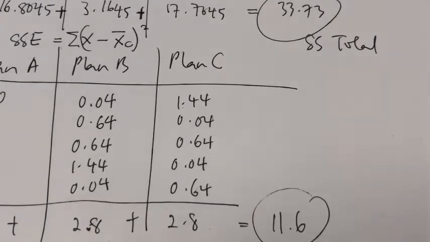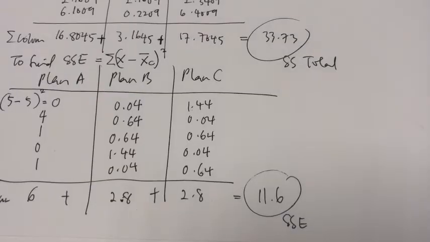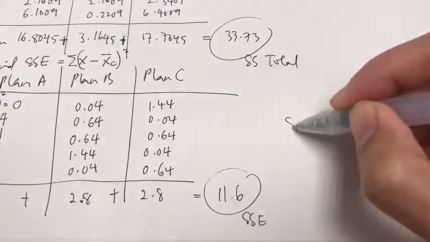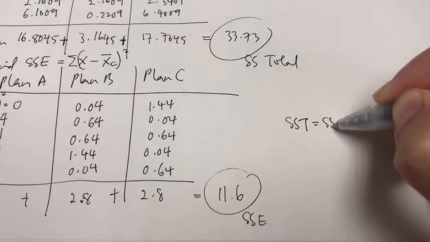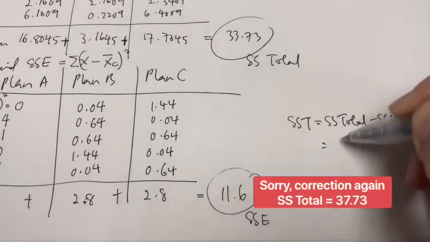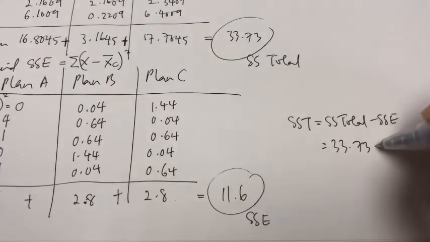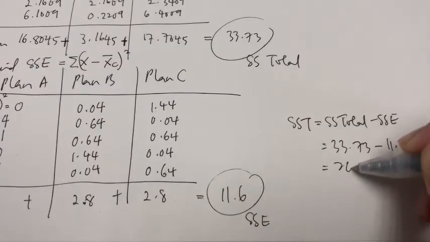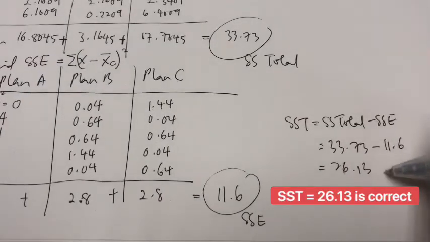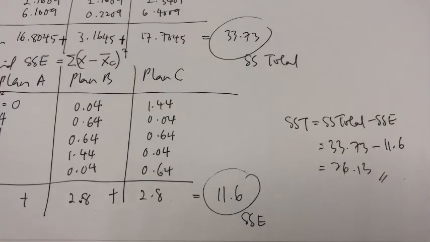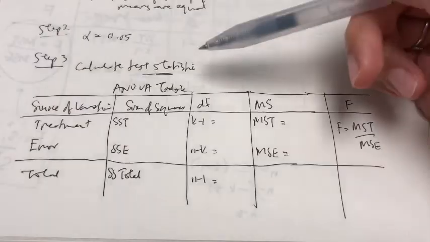Now, since we have both the sum of squares total and sum of squares error, it's very simple to get the SST now, okay? To get the SST, it's simply sum of squares total minus SSE. So it's just 33.73 minus 11.6. So we'll get 26.13. All right, so all of these values, now we can go ahead and put it in the ANOVA table. Okay, so we're back at our ANOVA table.